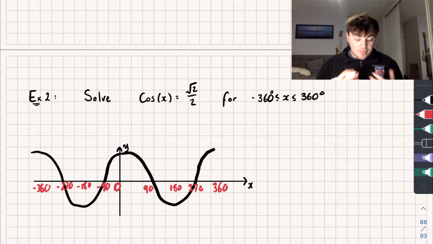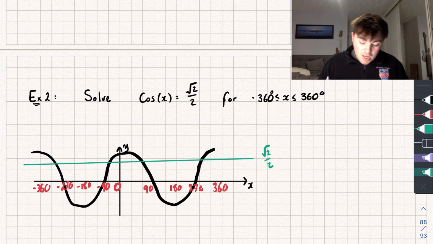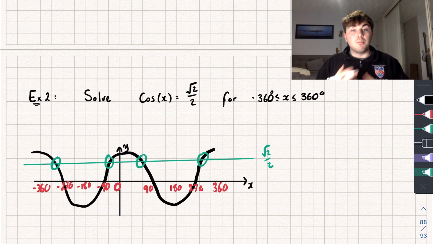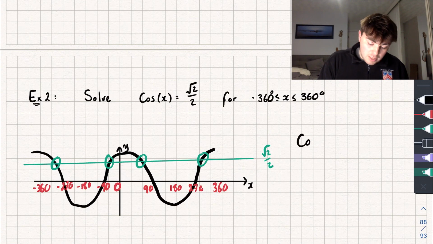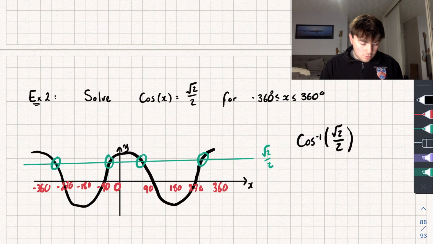And we want to know where this graph, cosine of x equals root 2 over 2. Well, root 2 over 2, if I were to draw it on, would be up here somewhere like this. So this would be root 2 over 2. And so it's going to have 4 solutions. Hopefully you can see that. I'll circle them all, these 4 here. So how can I find my first one that will help me find the rest? Well, I'm again just going to do inverse cos of root 2 over 2. And if I just use my calculator and do inverse cos of root 2 divided by 2, it gives me an answer of 45 degrees.